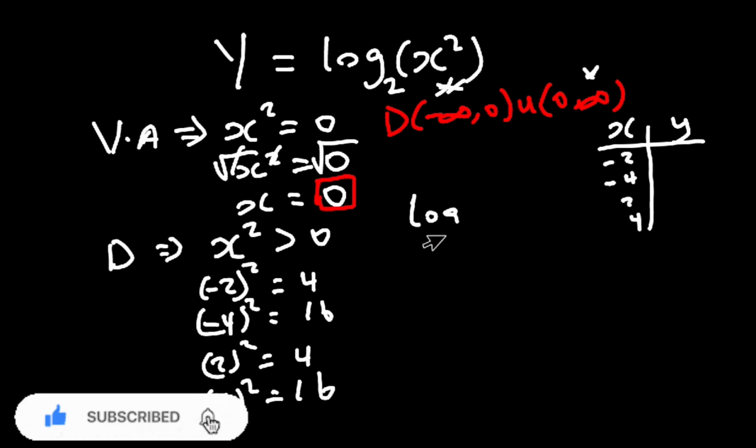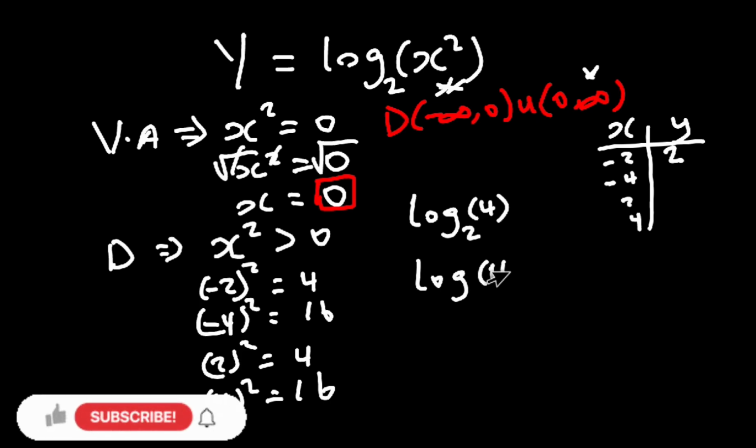If you plug in minus 2 here, minus 2 squared is going to be equal to 4. So you have log 4 base 2, and then log 4 base 2 is going to be equal to 2. Now if you plug in minus 4 here, you have log of minus 4 squared, which is 16. You have base 2, and then log 16 base 2 is going to be equal to 4, because 2 raised to the power 4 is equal to 16.